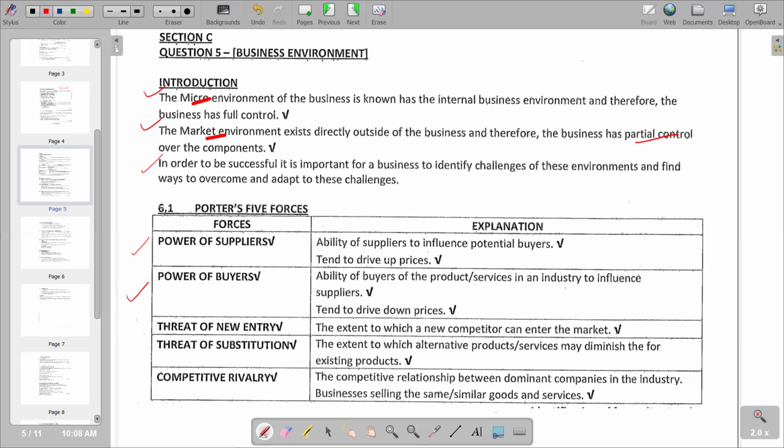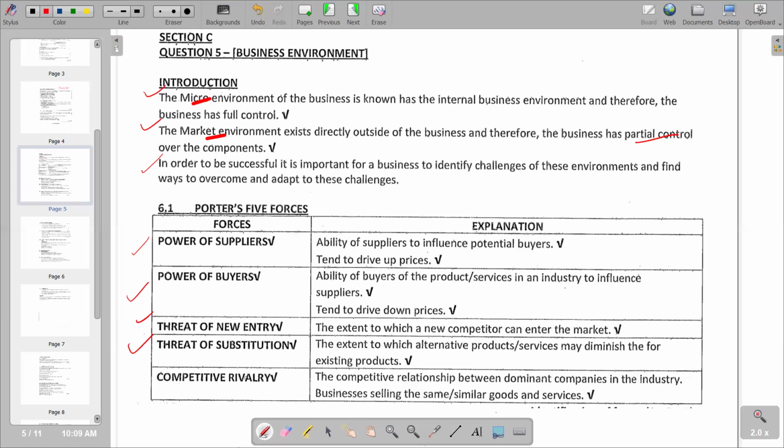Then we go to the next one, threat of substitution. Obviously, with substitution, we are saying which product can be used in place of the product that we are offering on the market. That's the threat of substitution. The threat of substitution is also complemented by the issue of competitors. When there's a substitute good, it means we also have competitors in that market. Then the explanation: the extent to which alternative products or services may diminish the existing products.